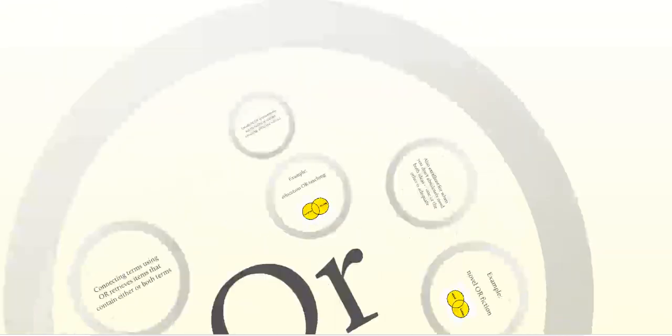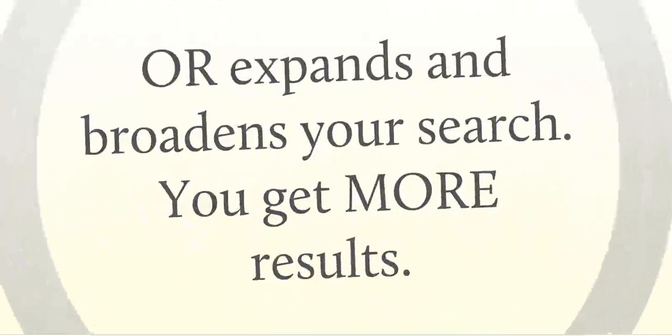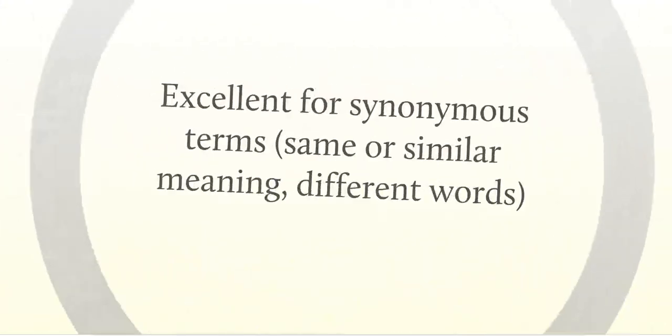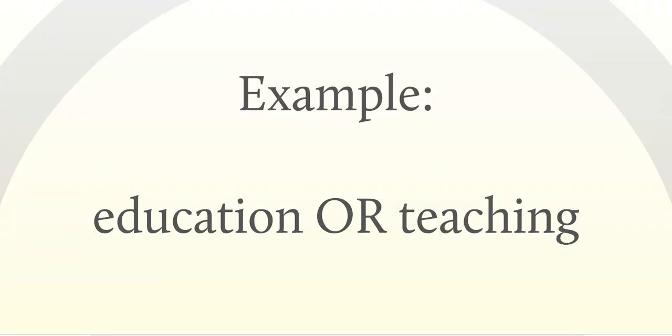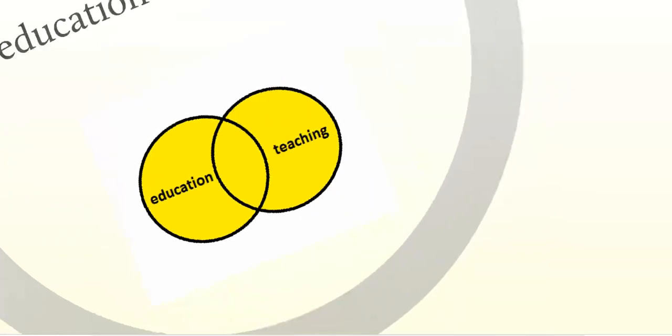and not. So let's take a look at OR and how that functions in your searches. Connecting terms using OR retrieves items that contain either or both terms. OR expands and broadens your search so that you get more results. It's excellent for synonymous terms, that is, terms that have same or similar meaning, but they are different words. So for example, education or teaching. This will retrieve all of the results that contain education, that contain teaching, and that contain both.